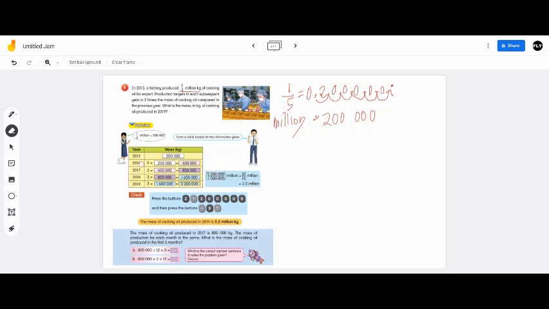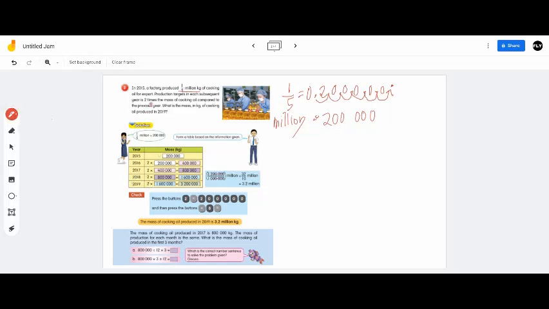After that, the next year, it will be 2017. 2017 equals to 2 times the mass of previous year in 2016, which is 400,000. So 2 times 400,000 equals to 800,000. And the next year, 2018, you have to do the same. 2 times the mass in 2017, which is 800,000. 2 times 800,000 equals to 1,600,000 kg. And now we have reached our question.